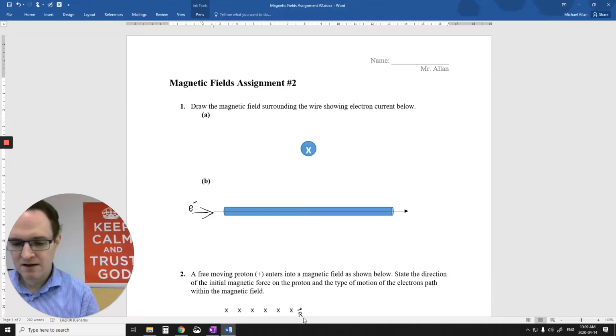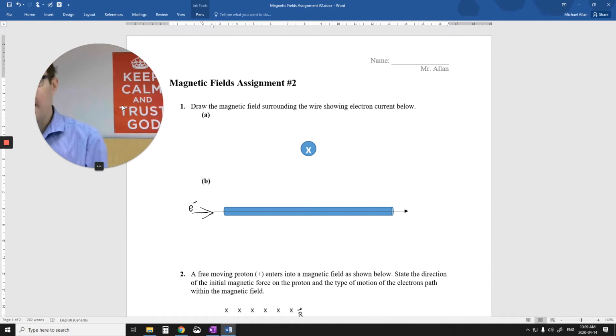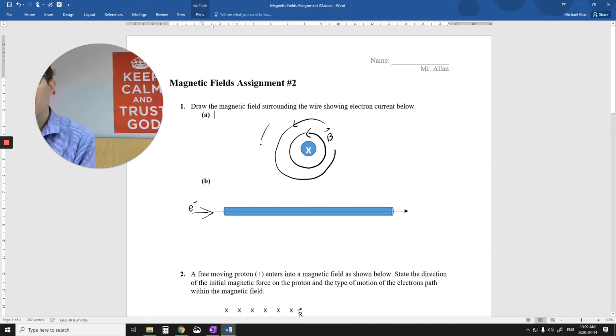So what's that look like when I draw it out? Well, exactly what I said here. So I put my thumb into the page like I did. It's going counterclockwise. So I'm going to draw a circle in a counterclockwise direction. So that's my magnetic field. And then I'm going to draw a concentric circle, another circle above that one, and then another one out here.